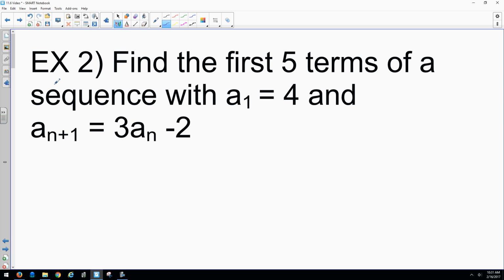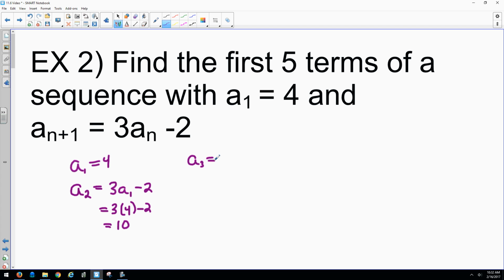So we can figure out these types of sequences by just writing out the terms one at a time. So we want to find the first 5 terms of this sequence. Your first term is 4, and to get to the next term, we're taking 3 times the previous term and then subtracting 2. So a sub 2 would be equal to 3 times a sub 1 minus 2, and we have a sub 1. So it's 3 times 4 minus 2, which is 10.